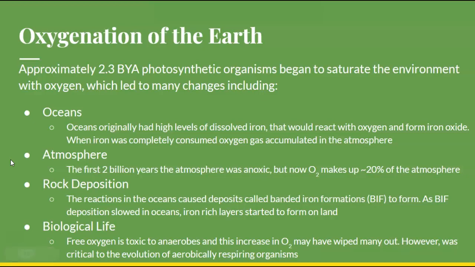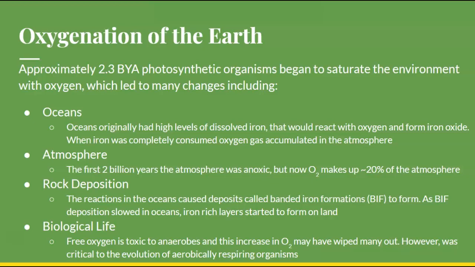And then one of the last things we're going to talk about is the oxygenation of the Earth. So approximately 2.3 billion years ago, that's what BYA is, billion years ago, photosynthetic organisms began to saturate the environment with oxygen. So prior to that moment in time, the atmosphere did not have a lot of oxygen in it. Even now, oxygen only makes up about 21% of the atmosphere, so yes, it's definitely there, but it's not as high as maybe you would think it is.